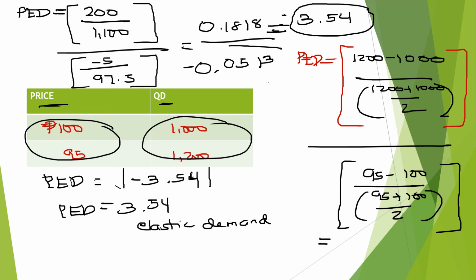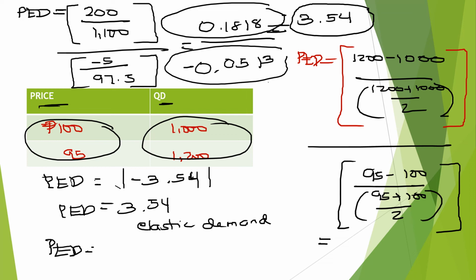Okay, let's be more specific with that particular change. Take a look at this and this. Remember that when we were computing for PED, the numerator was the percentage change in Q and the denominator was the percentage change in P. So if you convert 0.1818 to a percentage, we multiply it by 100. The change in your Q is 18.18%. Okay, it's positive, so there is an increase in the Q by 18.18%.